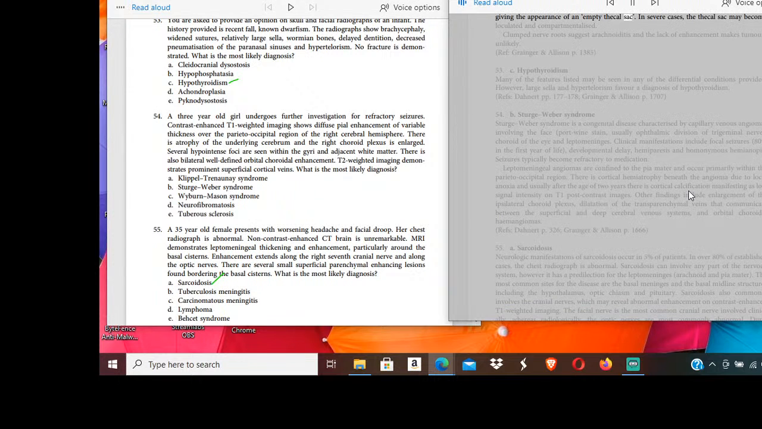Giving the appearance of an empty thecal sac. In severe cases, the thecal sac may become loculated and compartmentalized. Clumped nerve roots suggest arachnoiditis, and the lack of enhancement makes tumors unlikely. Ref. Grainger and Allison, page 1385.